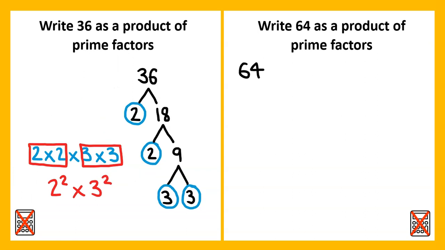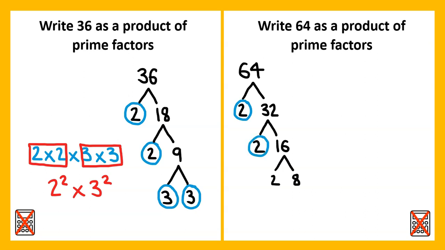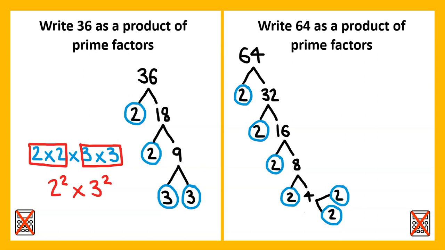For the next question, we're starting with 64, which can be split into 2 times 32. 32 can be split into 2 and 16. 16 can be split into 2 and 8. 8 can be split into 2 and 4. And 4 can be split into 2 and 2. So you can see with this example that some numbers can end up giving you quite a lot of steps to complete. As an unsimplified product, this would be 2 times 2 times 2 times 2 times 2 times 2, and simplifying this would give me 2 to the power of 6.